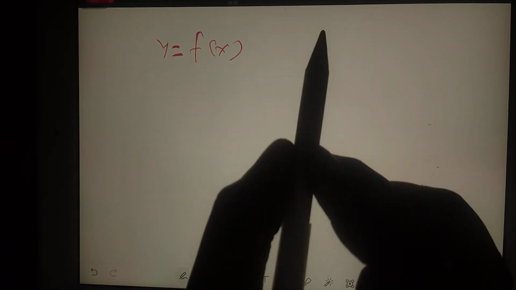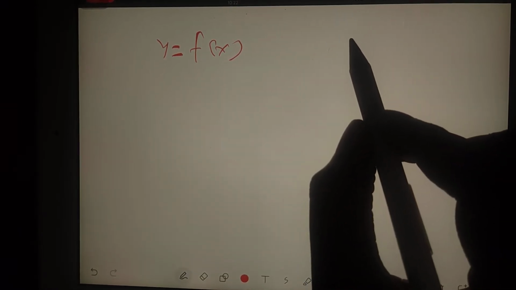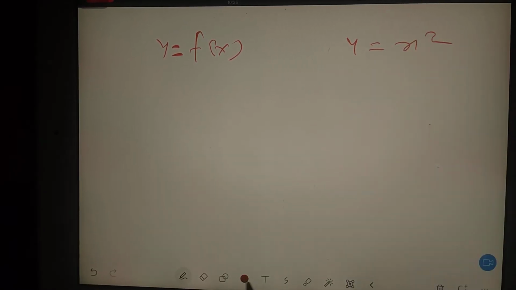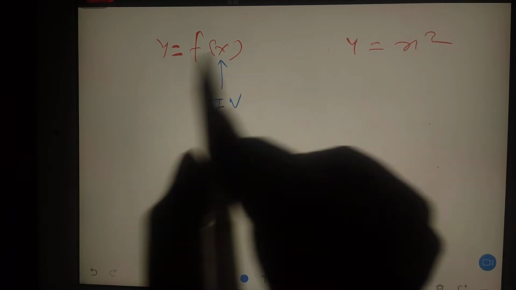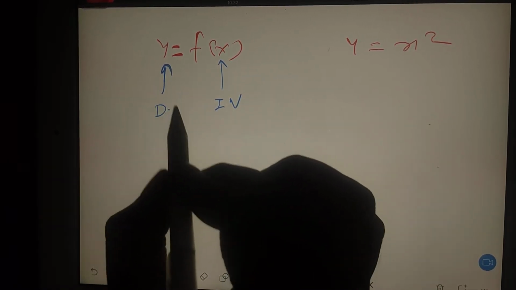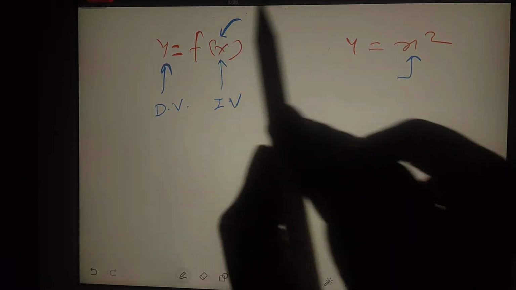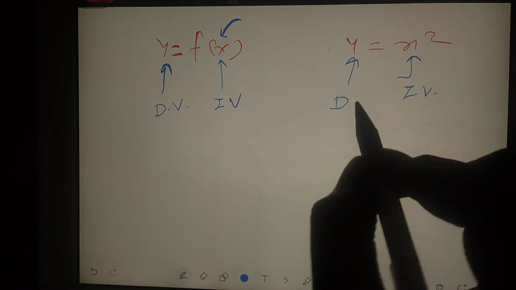See here, our target is to understand function. So if I'm defining any function like y is equal to f(x), suppose, for example, I am taking y is equal to x square. In this, x is your independent variable and y is your dependent variable.